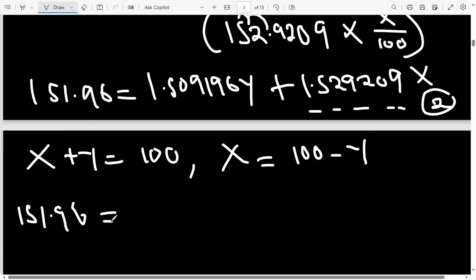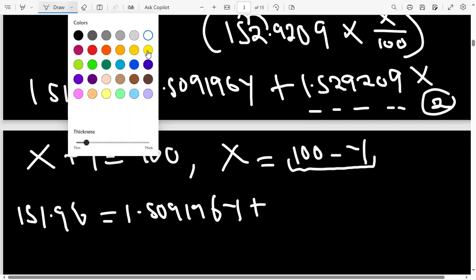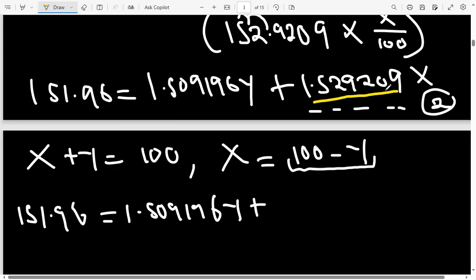So this is going to be 151.96 is equal to 1.5 0.9196Y, and then plus, okay? So here, where there's X, I've put 100 minus Y. It means I'm multiplying this number here by 100 minus Y. Okay, so this number multiplied by 100, what am I going to get?